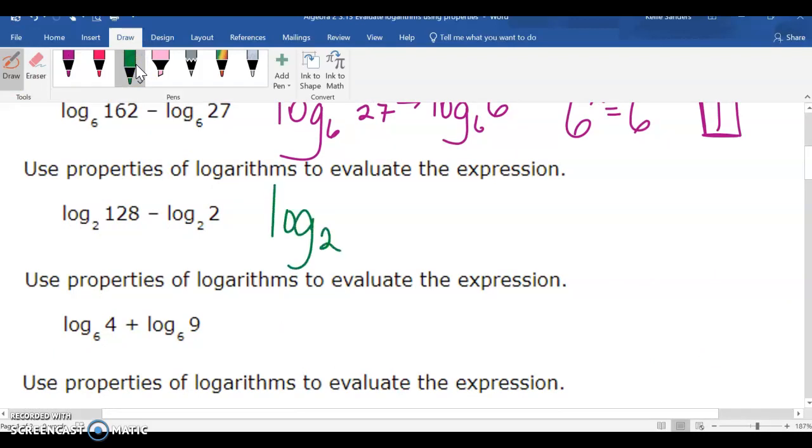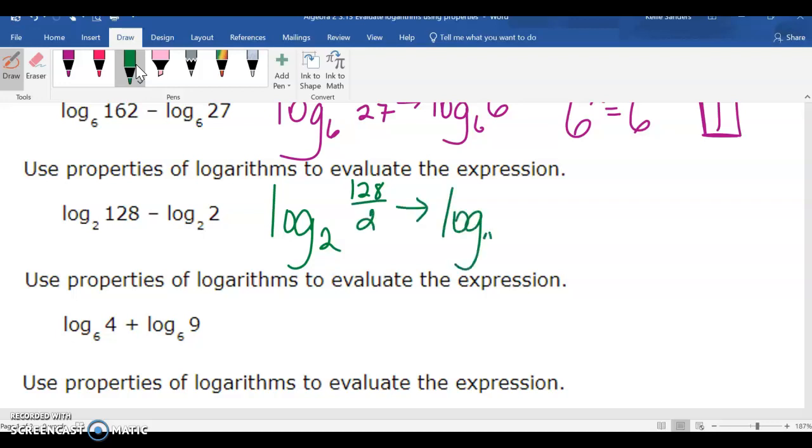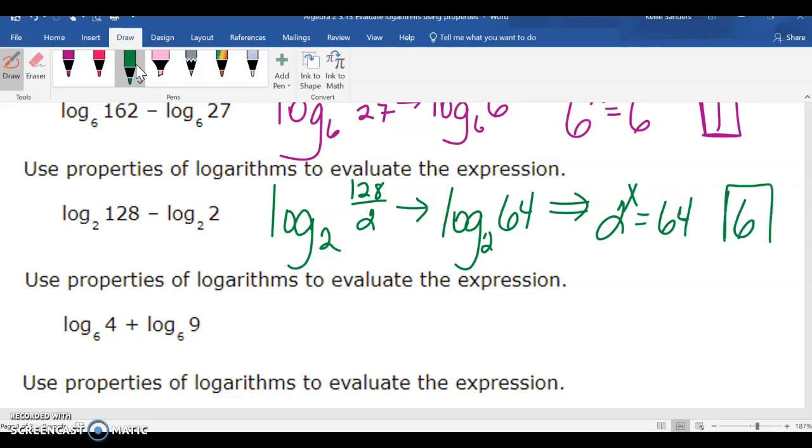Log to the base 2 of 128 over 2. Log base 2 of 64. And that's asking 2 to the what number will give me 64. And if you don't know, grab a calculator and multiply 2's until you get to 64. But the answer is going to be 6. 2 times 2 times 2 times 2 times 2 times 2 is 64.